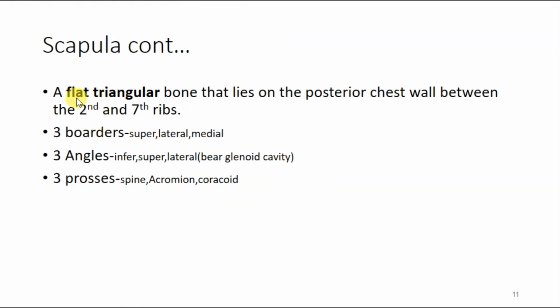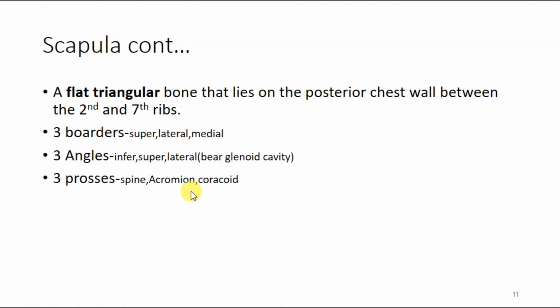A scapula is a flat triangular bone that lies in the posterior chest wall between the second and the seventh rib. It has three borders which are superior, lateral, and medial border. It has three angles which are inferior, superior, and lateral angle. And the lateral angle bears the glenoid cavity. It has three processes, that means spine, acromion process, and coracoid process. So this is the simple anatomy of the scapula.